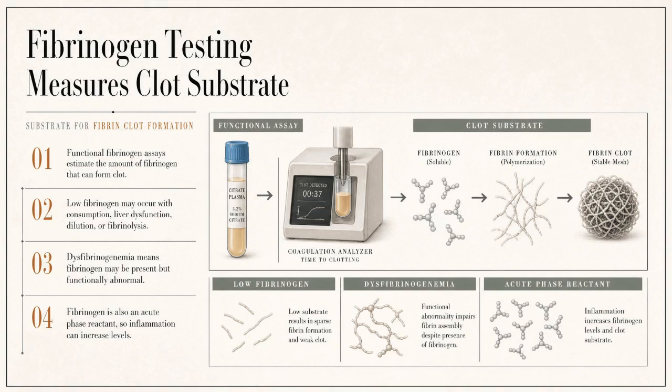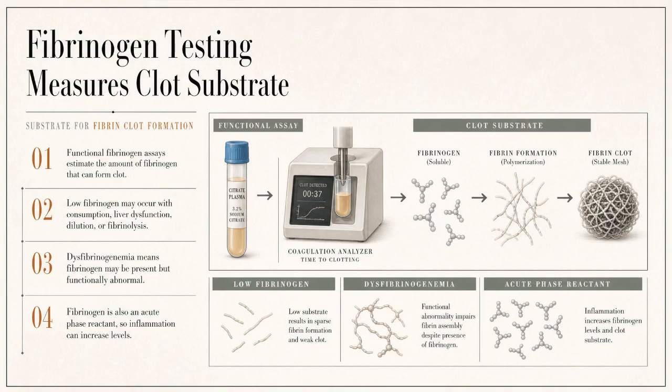Dysfibrinogenemia is different. The protein is present, but its function is abnormal. In those cases, comparing functional and antigenic fibrinogen can be very informative. Fibrinogen is also an acute phase reactant, meaning its levels can rise with inflammation, pregnancy, or malignancy. This means a normal fibrinogen level doesn't always rule out consumption if the patient has an underlying inflammatory condition. In DIC, trending results over time are often more useful than a single value.